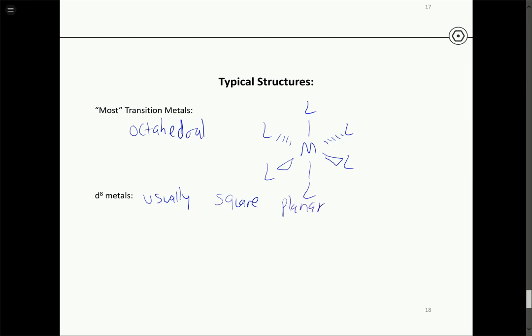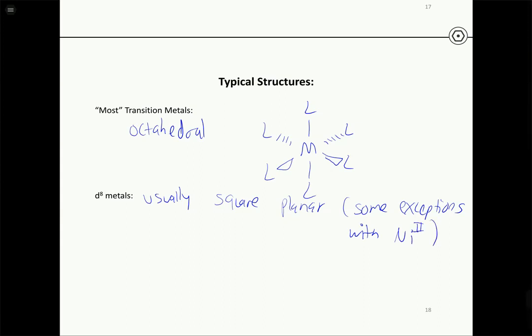For reasons that will make more sense when we start talking about bonding in these compounds. There are some exceptions with nickel 2. So nickel 2 is a d8 transition metal ion. We'll talk about oxidation state and electron counting next time, so hang tight. But anyway, if you have a nickel 2 compound, nickel with a formal +2 oxidation state or +2 charge, sometimes those are tetrahedral or octahedral.